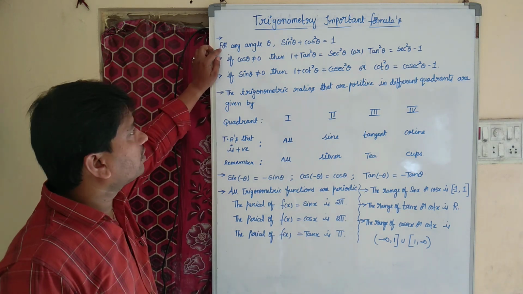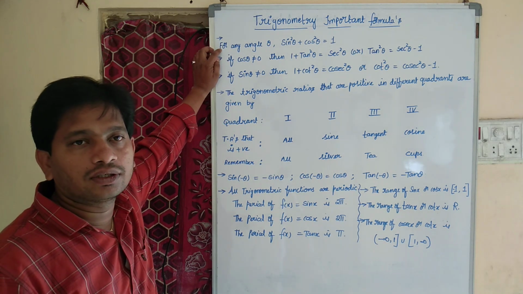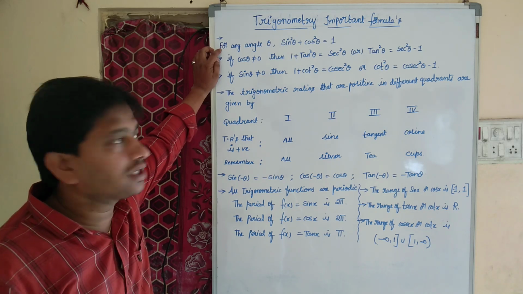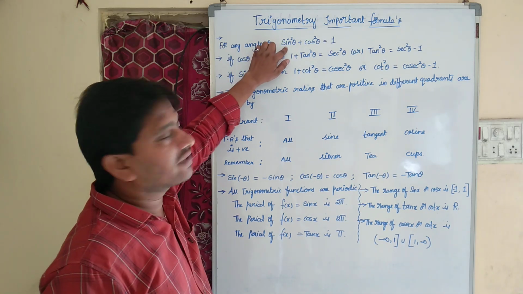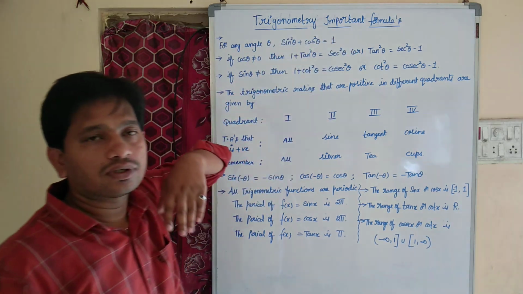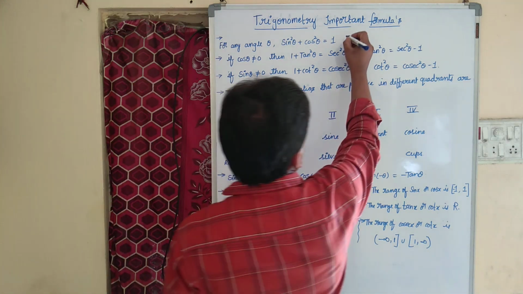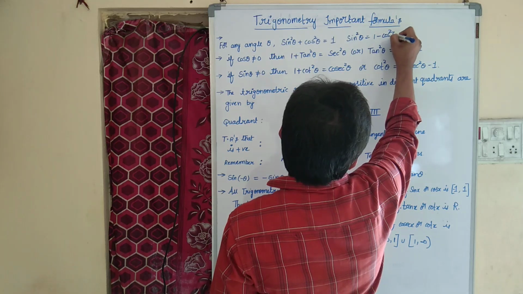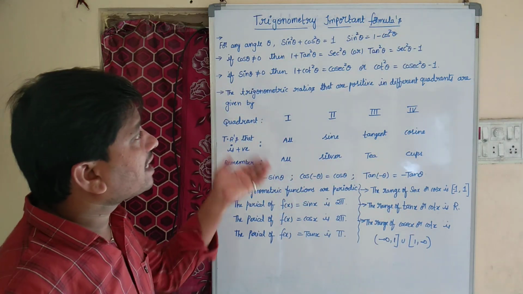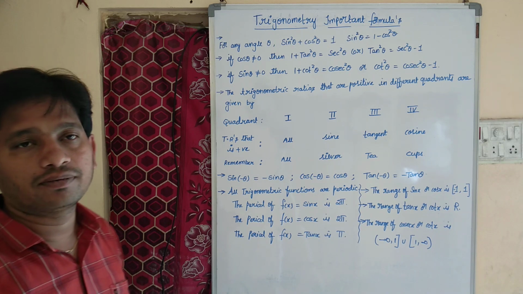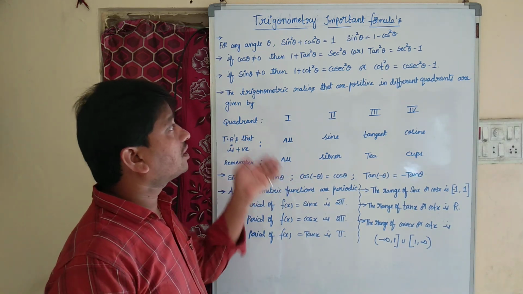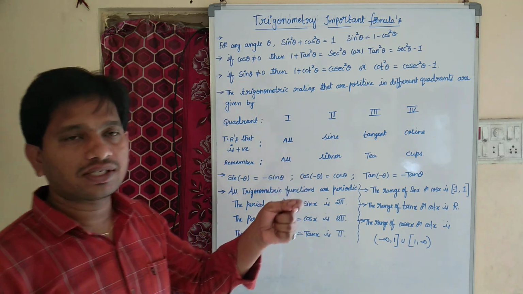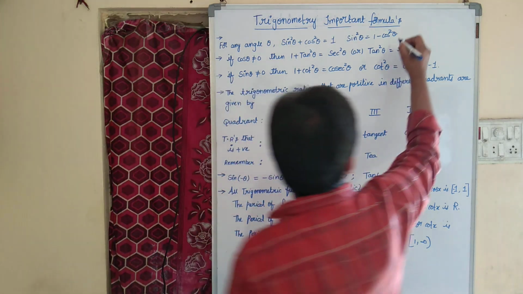Coming to the first one, for any angle theta, sin square theta plus cos square theta equal to 1. From class 10th we are learning this formula. If you want sin square theta, cos square theta, you transpose. So sin square theta you can also write as 1 minus cos square theta. This implies sin theta equal to root over 1 minus cos square theta. If you want cos square theta, we can write it as 1 minus sin square theta. So cos theta equal to root over 1 minus sin square theta. Yes, you can do this.